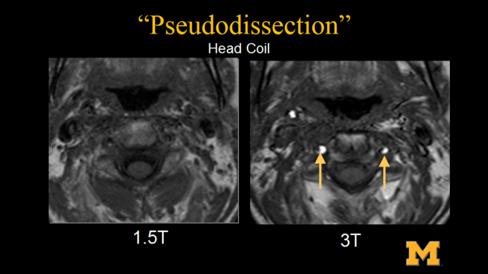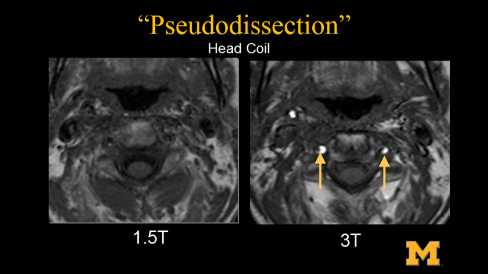Also be aware of the pseudodissection artifact. So if you are using 3T, and if you only have a head coil, again, be careful about the pseudodissection artifact. This was a patient that was done on a 1.5 Tesla unit. This is the exact same patient that was done on 3 Tesla. Notice the vertebral artery here and the vertebral artery here. At 3 Tesla, all of a sudden we're seeing bright signal. And the issue is this, did this patient develop bilateral vertebral artery dissections or is it artifact? My point is that if it's just a head coil only, you can have this flow-related enhancement. Now, if you do everything with a combined head and neck coil, this artifact tends to vanish.